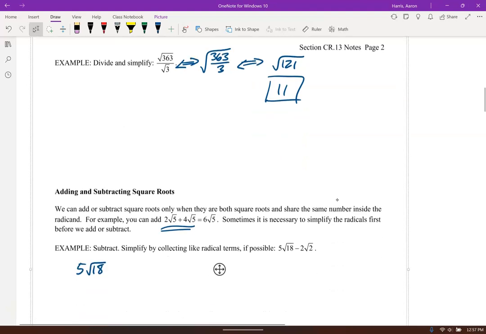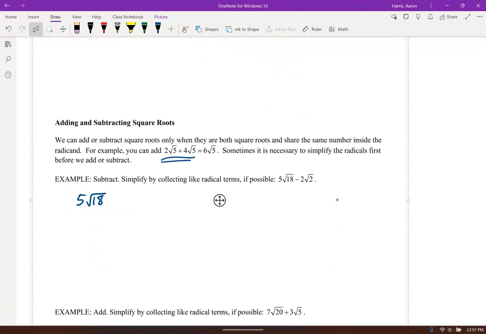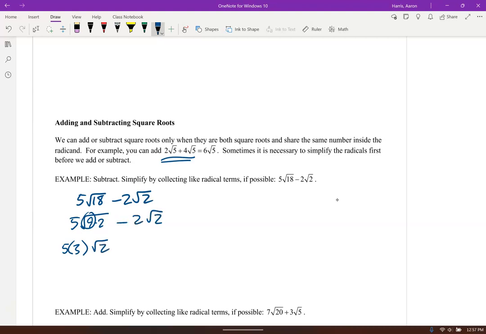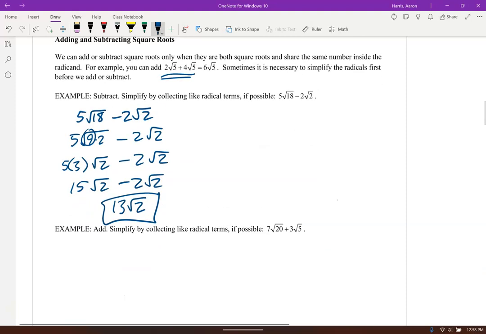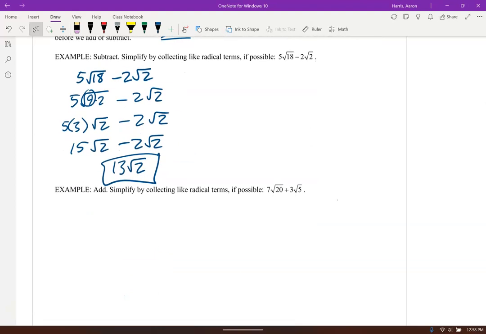And let's move on here, adding, subtracting. So 5 root 18 minus 2 root 2. The square root of 18, let's break that down. Square root of 18 is 9 and 2. I know the square root of 9 is 3. So I have 15 root 2 minus 2 root 2. They're both square roots. They both have a 2 underneath. So 15 bananas minus 2 bananas, 13 bananas. 15 root 2 minus 2 root 2, 13 root 2.